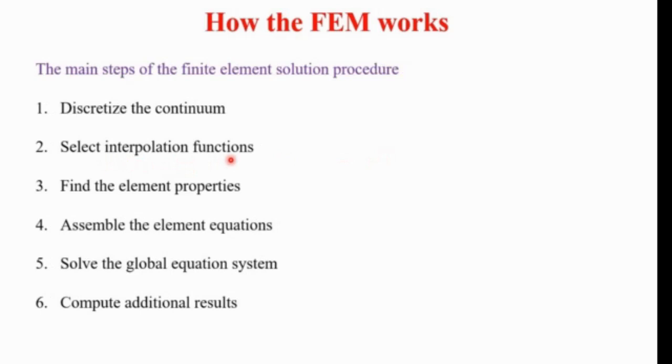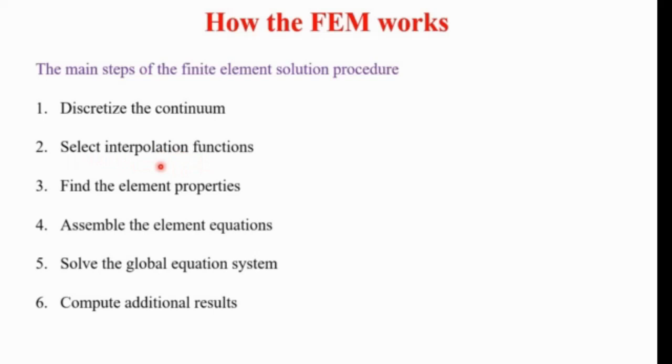Then the second step is to select interpolation functions. These interpolation functions are used to interpolate the field variables. Polynomials are selected as interpolation functions in the finite element method. The degree of the polynomial depends upon the number of nodal values assigned to the element. So the degree of the polynomial depends on the number of nodes assigned to the element. The selection of interpolation functions is the second step.